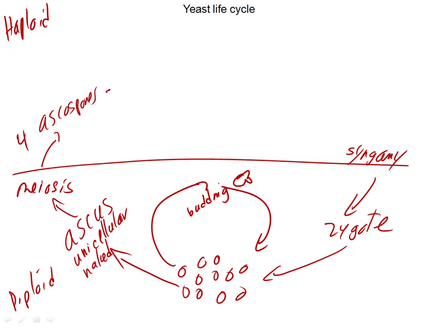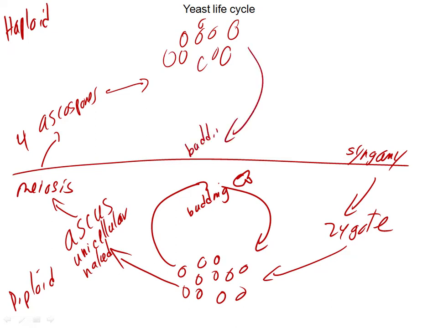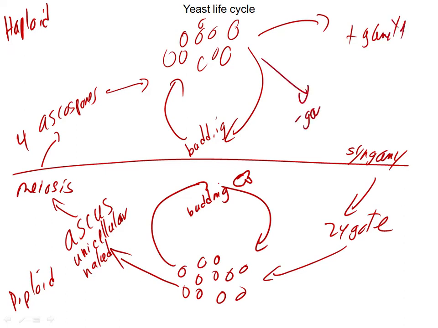And the ascospores just give rise to our haploid race of cells which undergo the process of budding, asexual reproduction to produce more of them. And two of these specialize into the plus gamete and the minus gamete and undergo syngamy. So it's a very straightforward life cycle. The only trick here is we've got a unicellular ascus, and we only get four ascospores out of it. Slightly different term there.